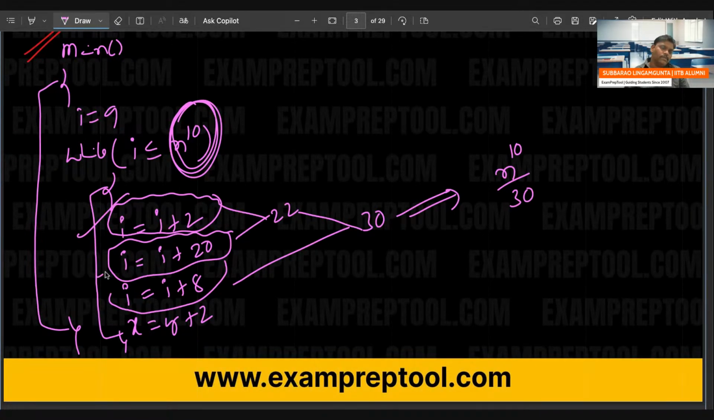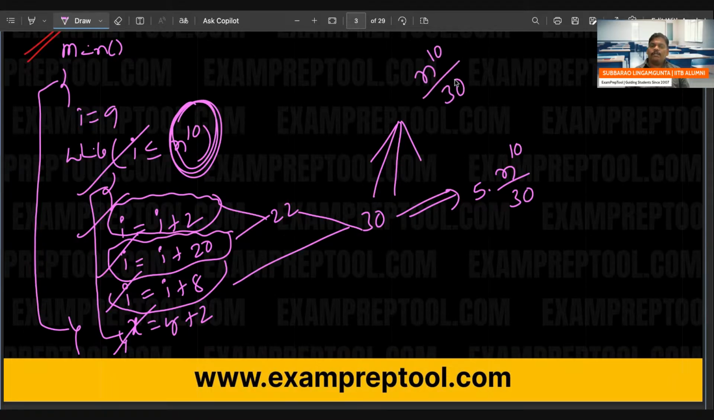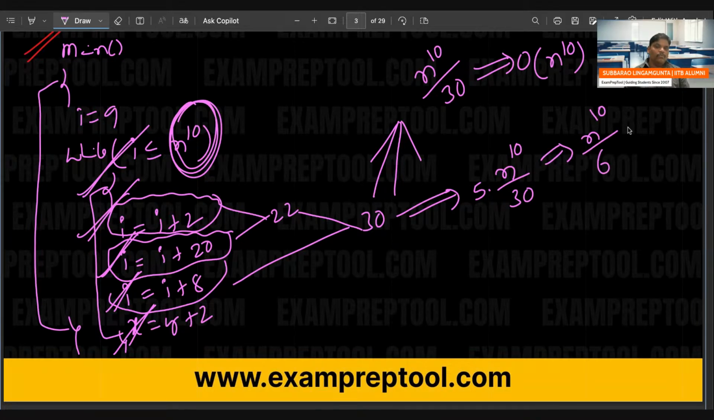You may say that here 4 statements are there, including these, 5 statements. So the possible answers for this problem: some people will say n power 10 by 30, which is nothing but big O of n power 10. That is right. Some people will say n power 10 by 30, but here 5 statements are there, so n power 10 by 30 into 5, which is nothing but n power 10 by 6 maybe. All are finally the same.